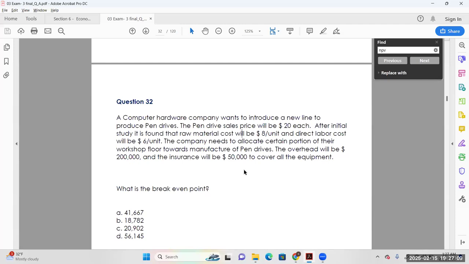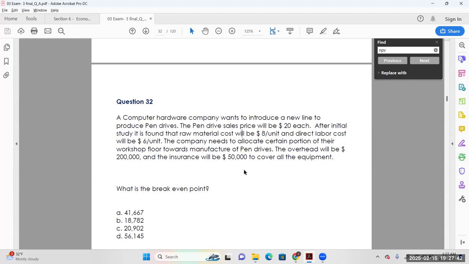The companies allocate there. They gave the overhead insurance as 50,000. So the fixed cost is 250,000, and we need to find the break-even point. Raw material cost is $8, labor cost is $6. So the total cost is how much? 14.